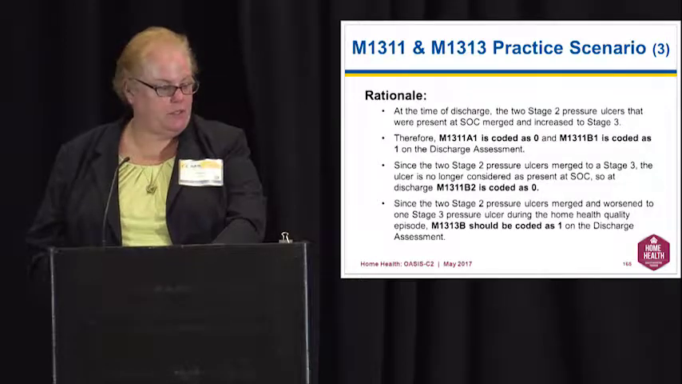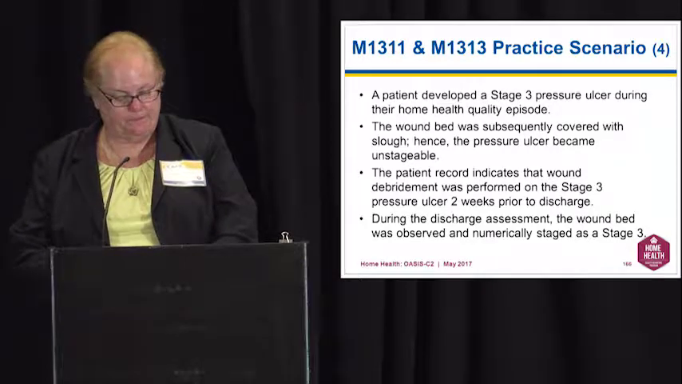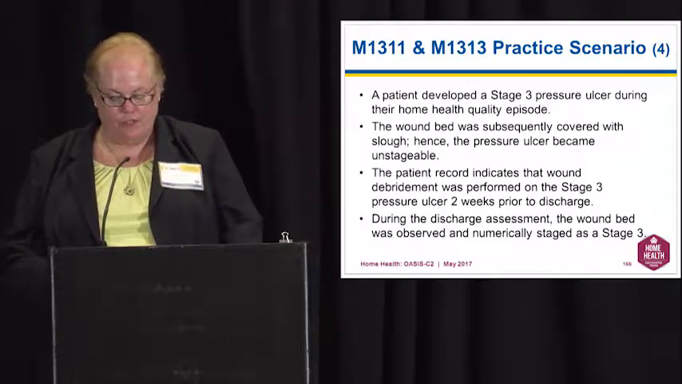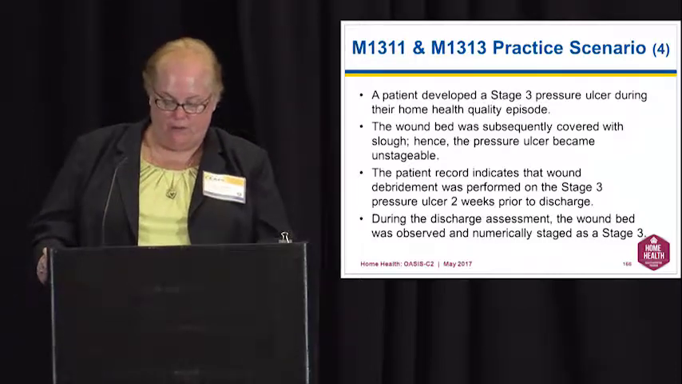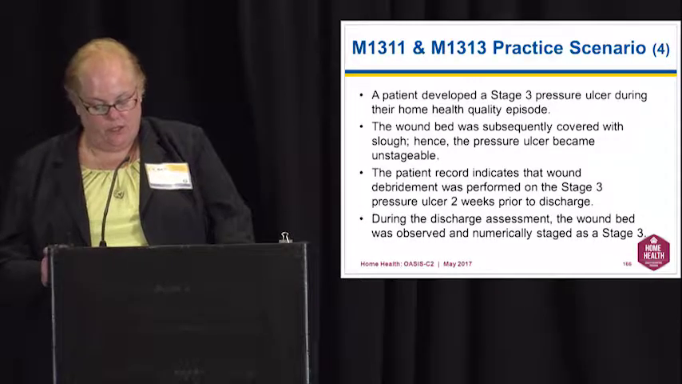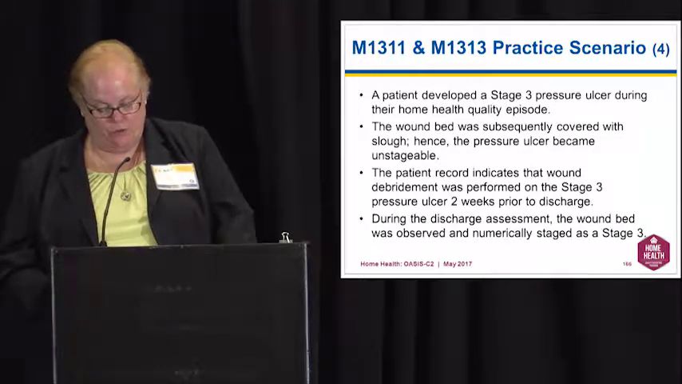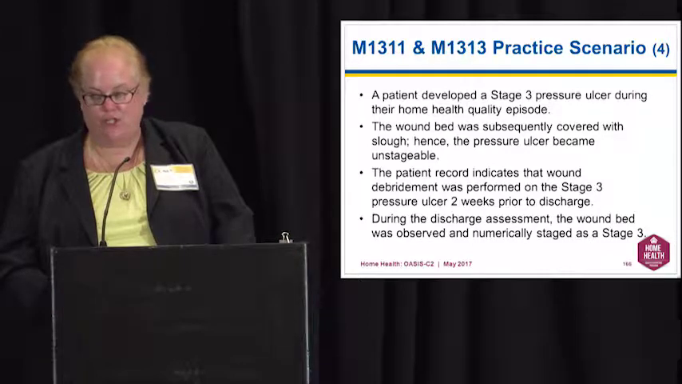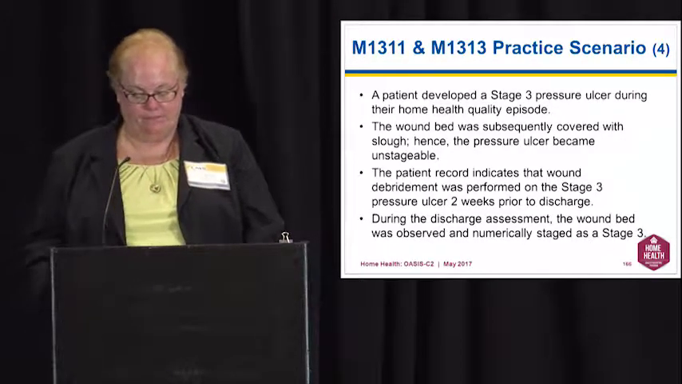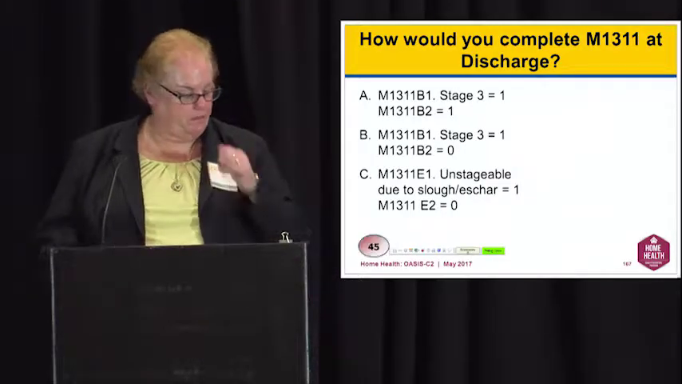All right. This is another very quick coding scenario, and you're just going to do a polling on this. A patient developed a stage 3 pressure ulcer during their home health quality episode, and the wound bed was subsequently covered with slough, hence the pressure ulcer became unstageable. The patient record indicated that the wound debridement was performed on a stage 3 pressure ulcer 2 weeks prior to discharge. During the discharge assessment, the wound bed was observed and numerically staged as a stage 3. So how would we code this patient?